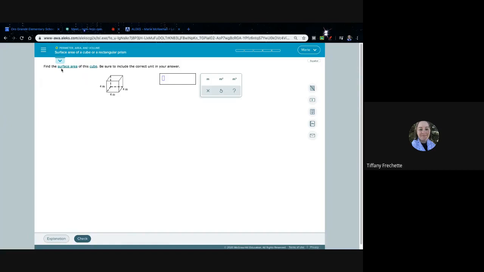Okay. So in this case, it says, find the surface area of this cube. So we have 4, 4, and 4. So let's go ahead. I need to turn my pen on here.